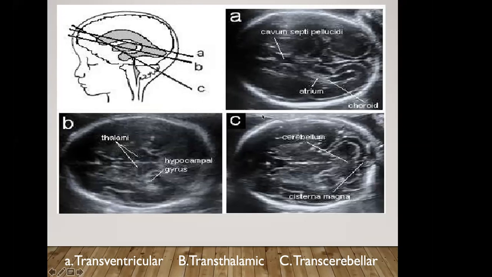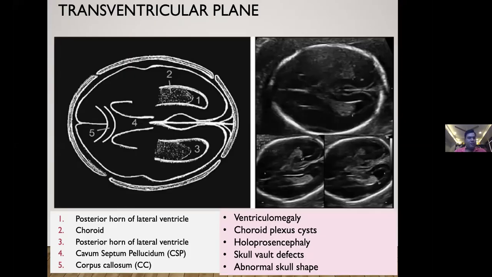Okay. So these are the three planes which are very important. If you look at the transventricular plane, as I said, this plane cuts through the posterior horn, the choroid plexus, and the cavum septum pellucidum. So this is your corpus callosum, cavum septum pellucidum.